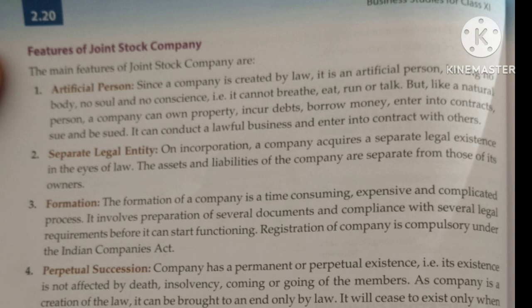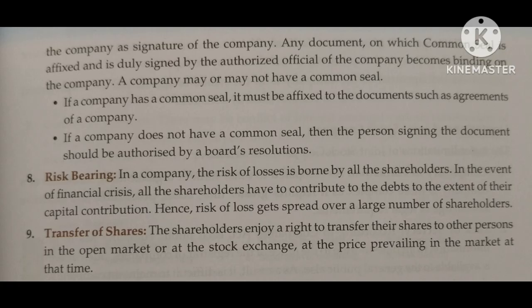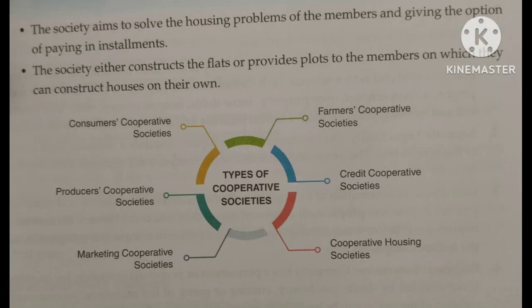Once again I repeat: artificial person, separate legal entity, formation, perpetual succession, control, liability, common seal, risk bearing, and transfer of shares. So by now you study this. In the next class we will study about the merits of joint stock companies, limitations of joint stock companies and all. Thank you.